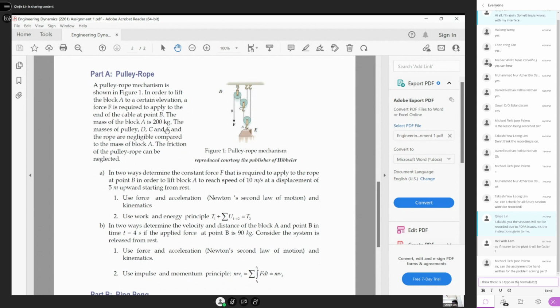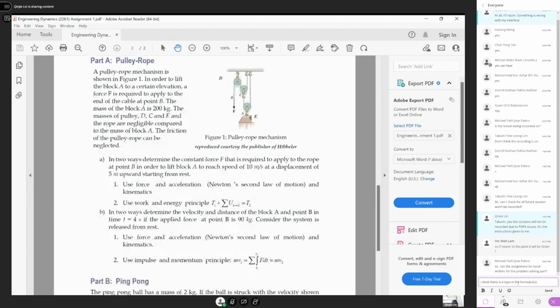The masses of pulleys B, C, E, and the rope are negligible compared to the mass of block A. So they are trying to tell you the ropes and the pulleys are massless. Okay? The friction of the pulley rope can also be neglected. So it becomes a quite straightforward kind of thing. But there are a few pulleys involved, so be careful, okay?